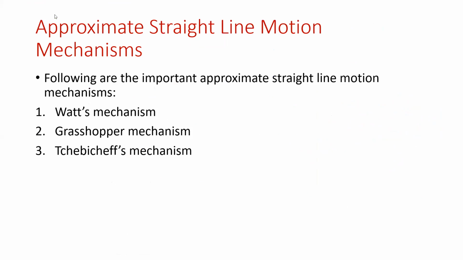Now let us come to the approximate straight line motion mechanisms. In this, any one point on the mechanism will be moving in an approximately straight line, not an exact straight line mechanism. Even these mechanisms which produce the approximate straight line motion also find applications. These three mechanisms are given in your syllabus.